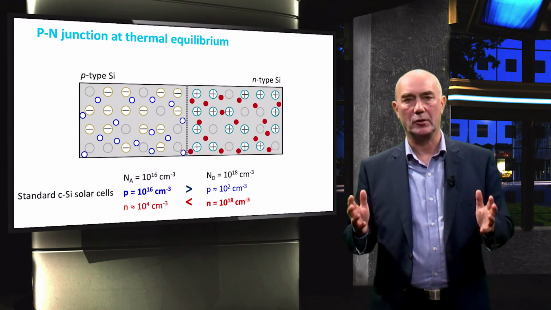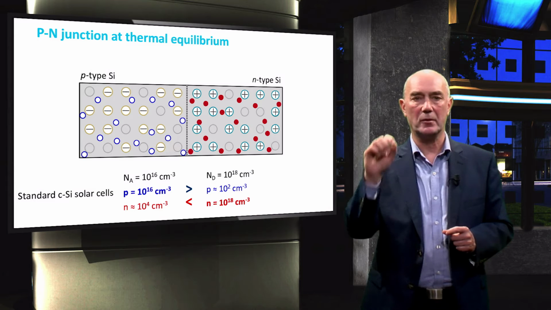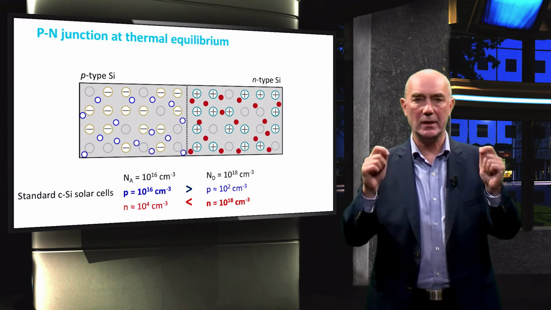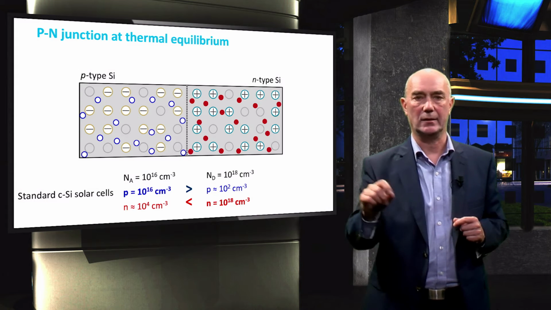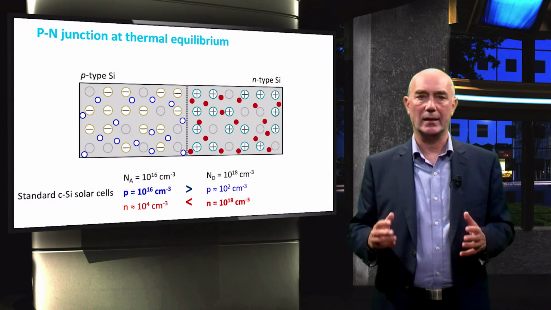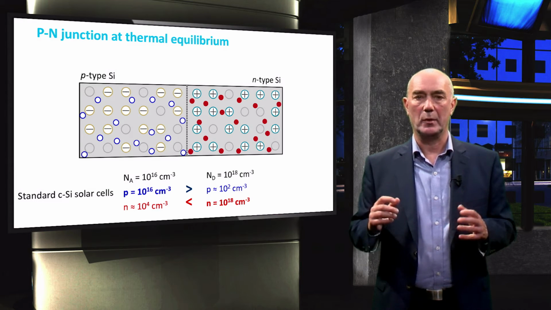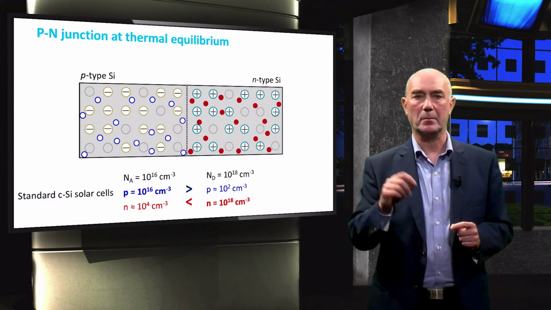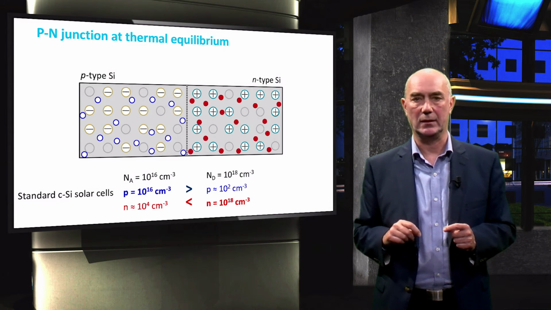N-type crystalline silicon, on the other hand, usually has a donor concentration of around 10^18 per cubic centimeter. This means that 1 in every 10,000 silicon atoms is replaced by a phosphorus dopant atom. The electron concentration in the N-type silicon is then 10^18 per cubic centimeter. We can easily calculate the concentration of the mobile holes in the N-type crystalline silicon, which is around 10^2 per cubic centimeter.